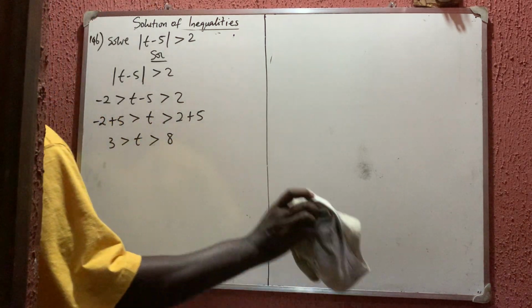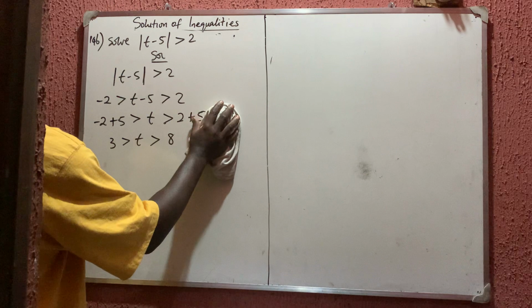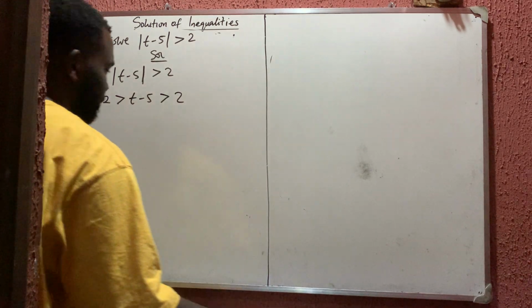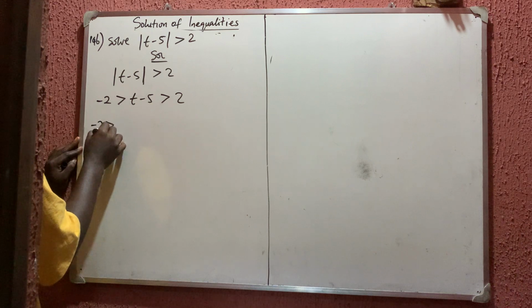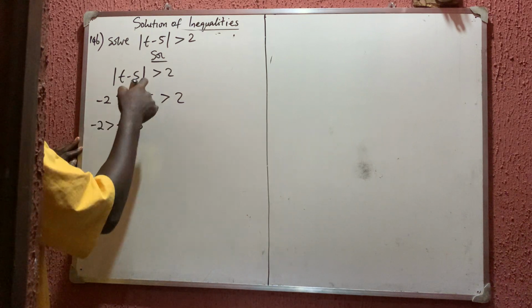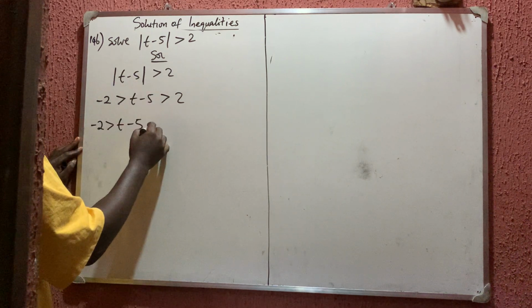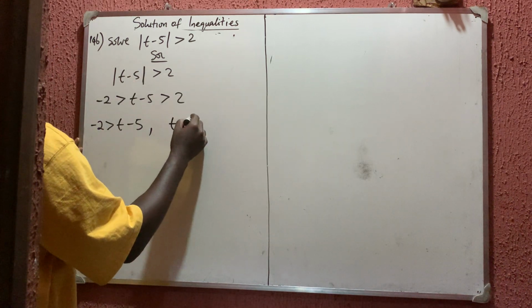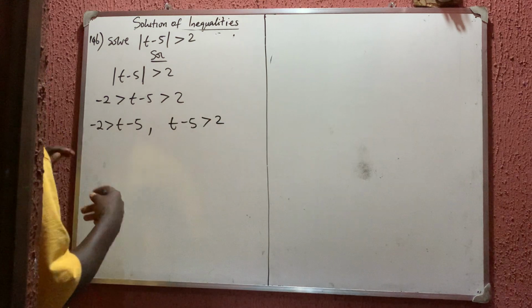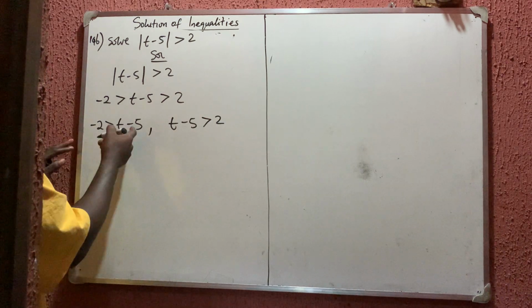So in this case, what you do is to solve it differently. What do I mean by solving it differently? Immediately you get this type of thing. In fact, anytime you have greater than, you need to solve it differently. So solve this side differently, solve this side differently. So I have t minus 5 is greater than 2, right? So what do we have now? Take this side to this.